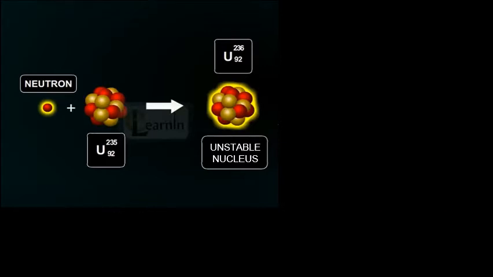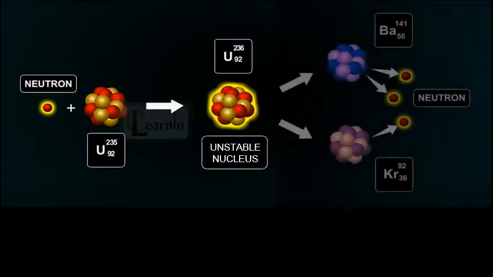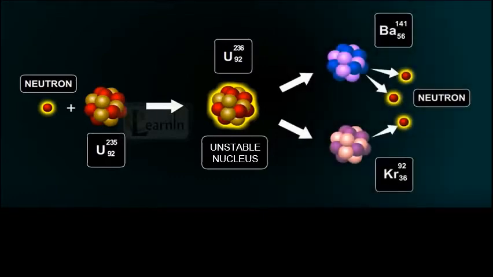After that, the unstable nucleus will split into two stable nuclei, which are barium-141 and krypton-92. During this process, 3 neutrons are also released. But why do they release 3 neutrons here?